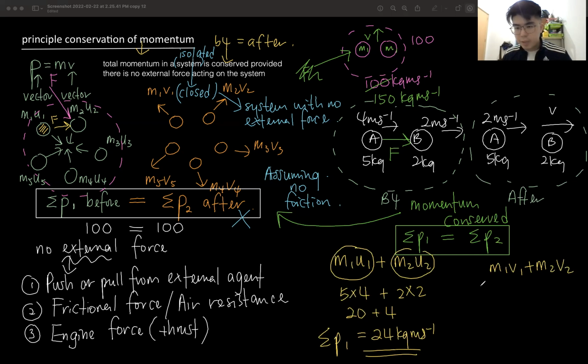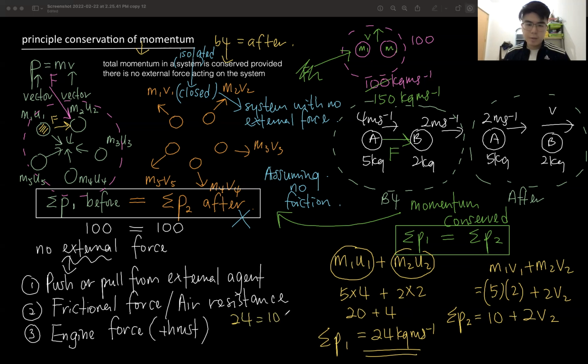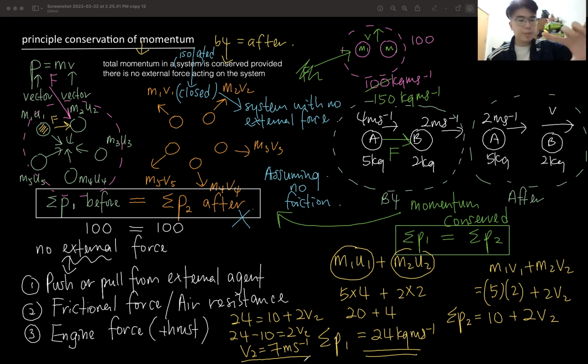Let's put in the values. m1 is 5, times 2, plus 2 v2, so it equals 10 plus 2 v2. This is the total after. So this one equals this one, and I can write 24 equals 10 plus 2 v2. So 24 minus 10 equals 2 v2, and 14 divided by 2 is 7 m s^-1. So v2 is 7 meters per second.